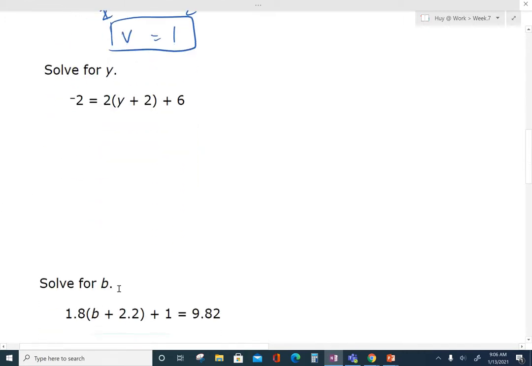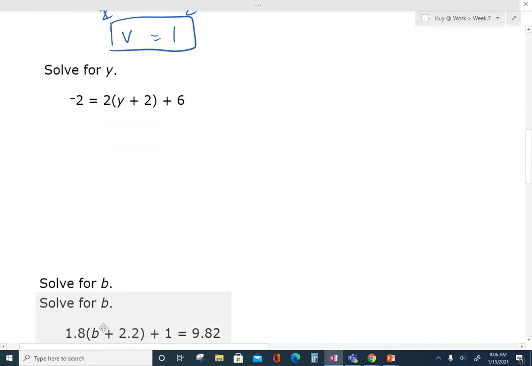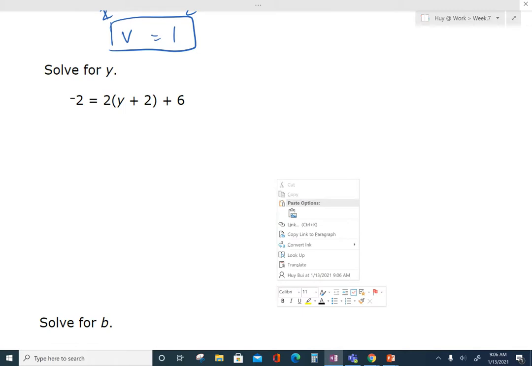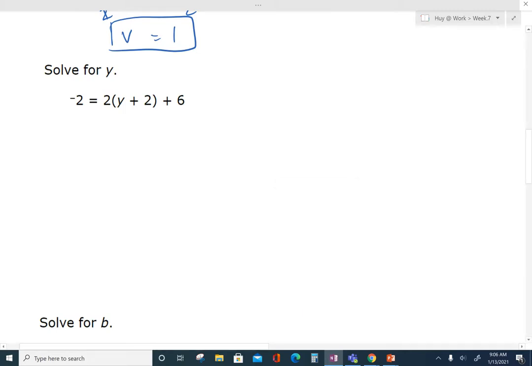All right, this next example looks very similar, except now the variable is on the right side. But it does not matter because we're going to solve it the same way. We're going to first use the distributive property. So on the left side, we got negative 2 equals, and now we got 2 times y, 2y, and 2 times 2, so that's positive 4. Now we have positive 6 plus 6 at the end.